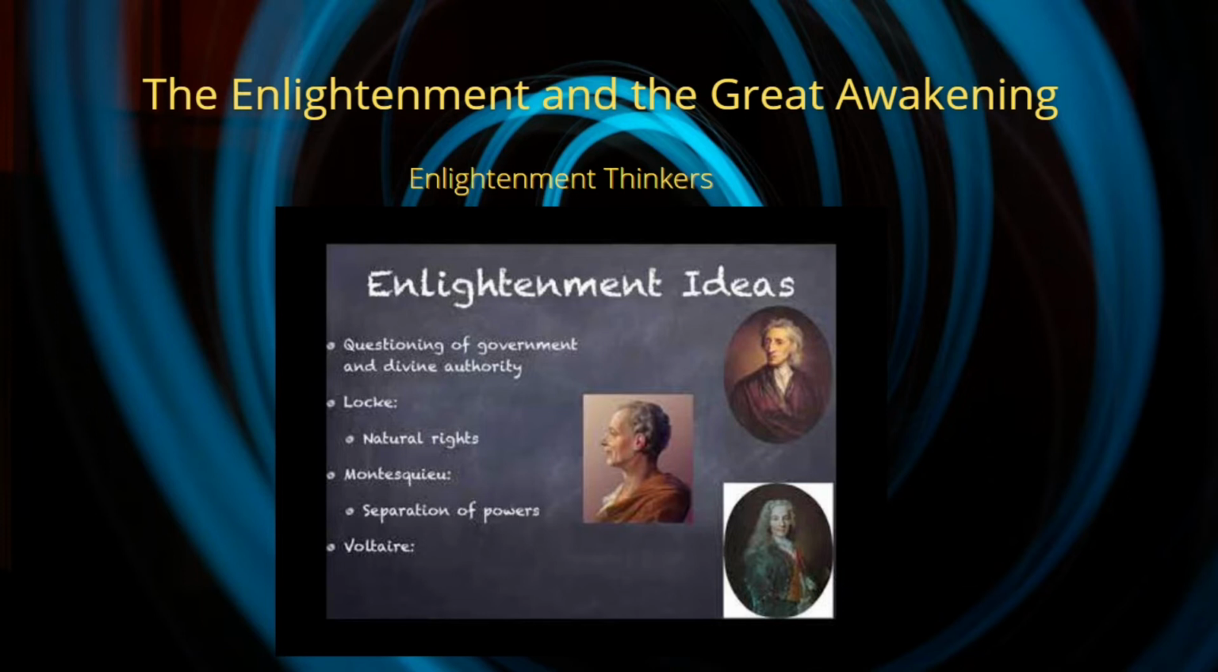Enlightenment thinkers came to believe that natural laws apply to social, political, and economic relationships, and that people could figure out these natural laws if they employed reason. This emphasis on logic and reasoning was known as rationalism.